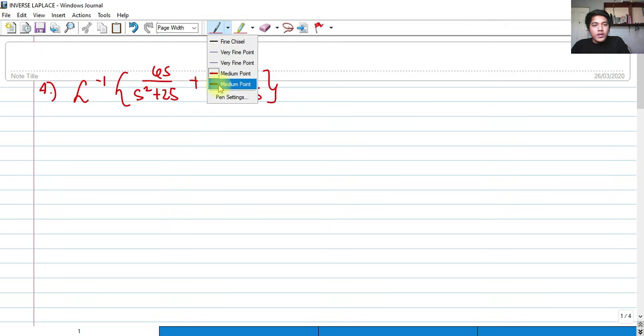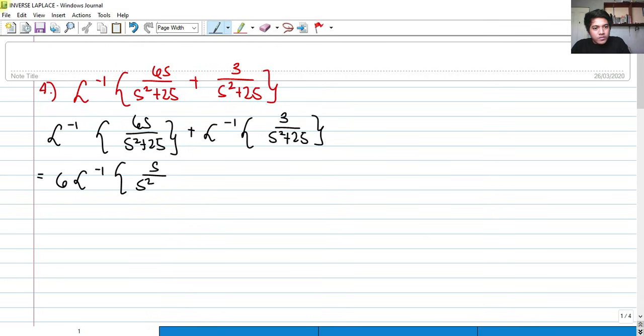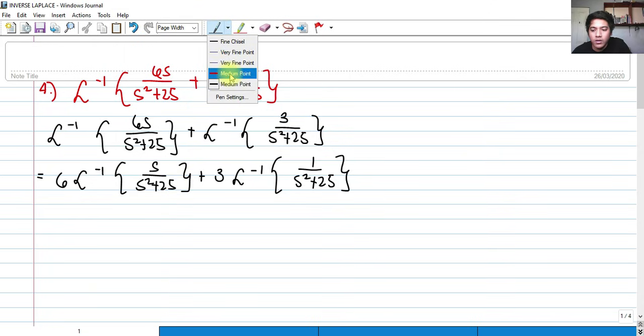So we already know that we can distribute the inverse Laplace sign, since this would make our problem a lot easier if we distribute it. And we can factor out some constants. So we have 6 inverse Laplace of s over s squared plus 25, plus 3 inverse Laplace of 1 over s squared plus 25.